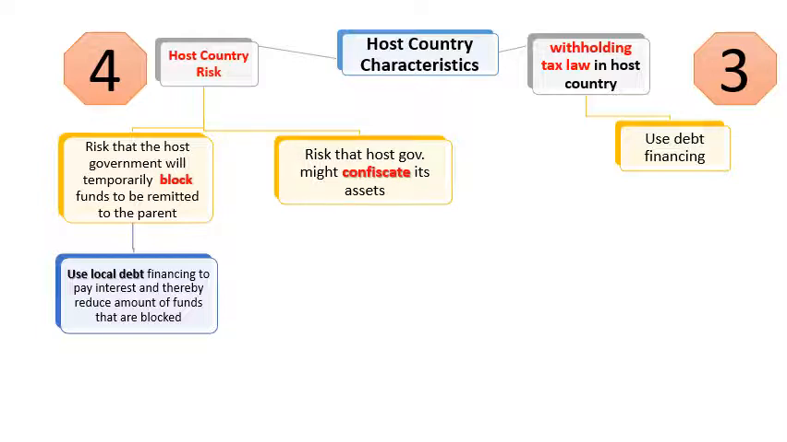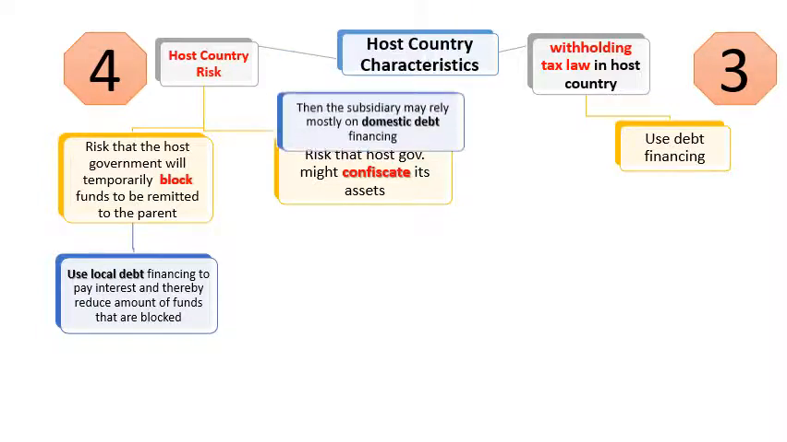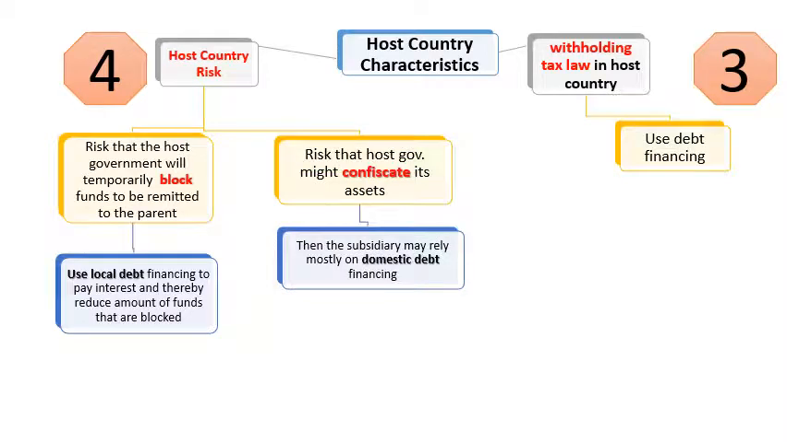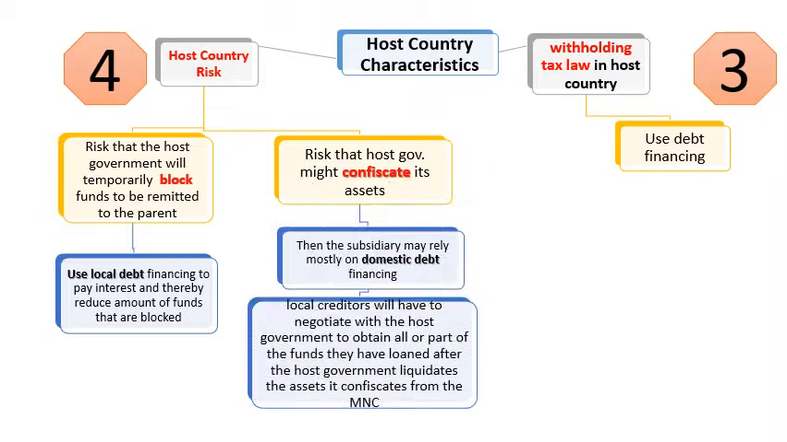The second type of country risk is the possibility that the host government might confiscate its assets. Then the subsidiary may rely mostly on domestic debt financing. So local creditors may have to negotiate with the host government to obtain all or part of the funds they have loaned after the host government liquidates the assets it confiscates from the multinational corporation.